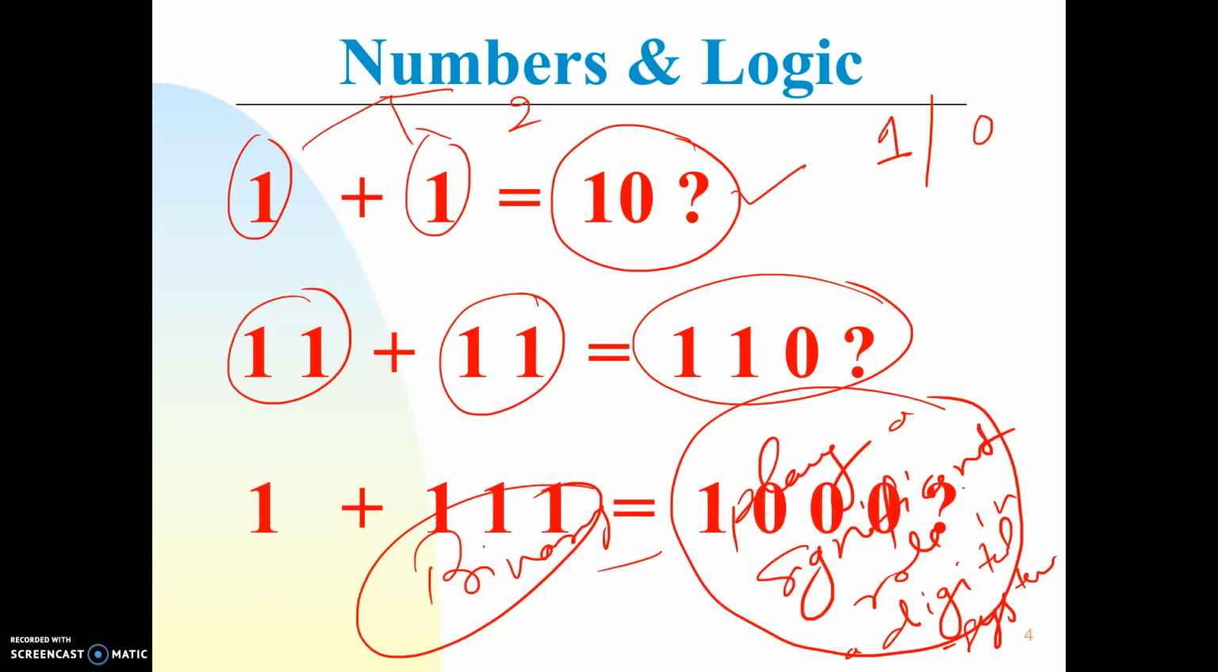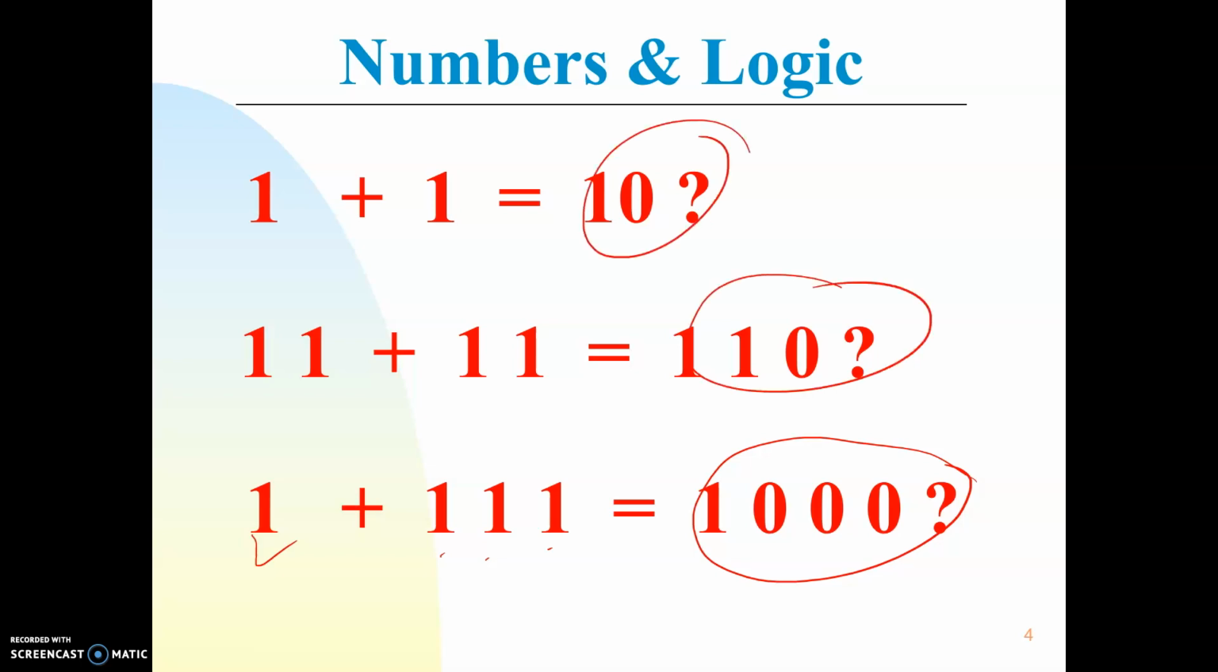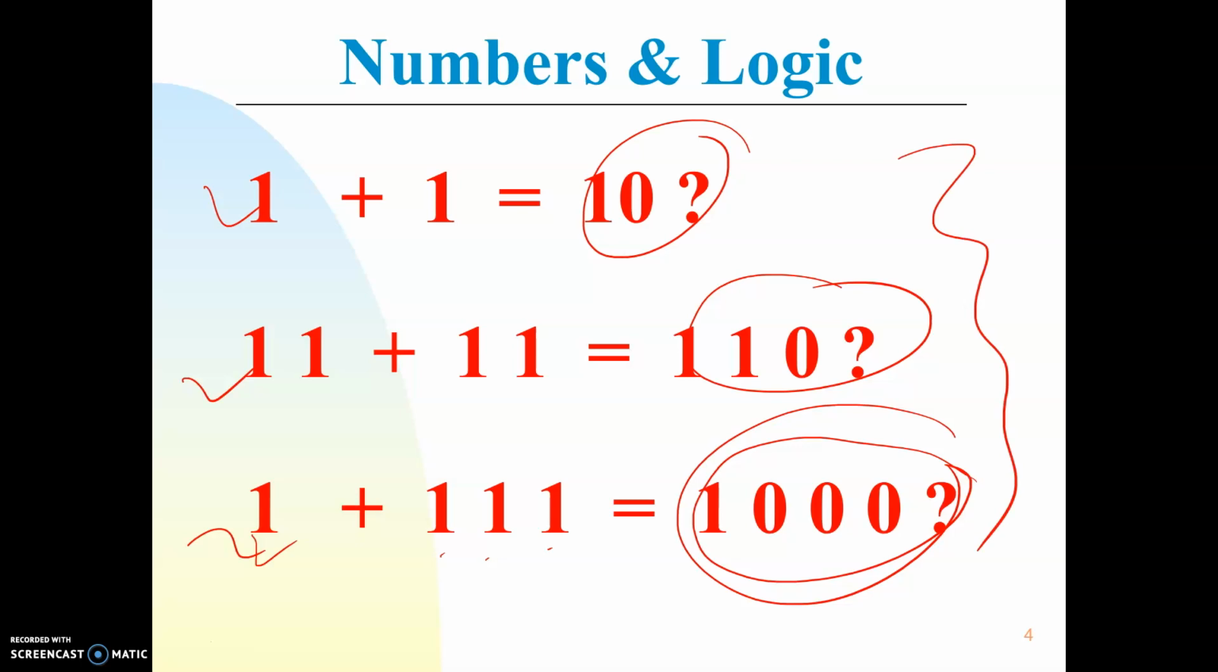One more example I have given here. You can see 1 plus 1 1 1, and it gives 1 0 0 0. How are we getting these answers from these numbers? We need to understand all these things in this session. That is, in part number 1, I will discuss all these things.